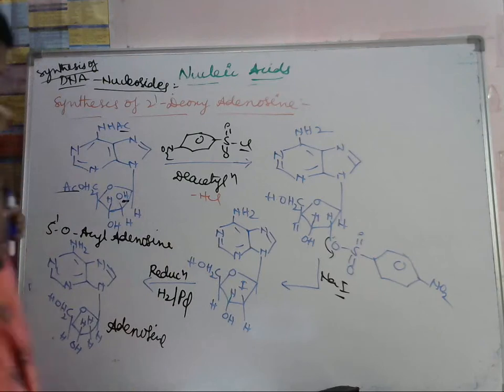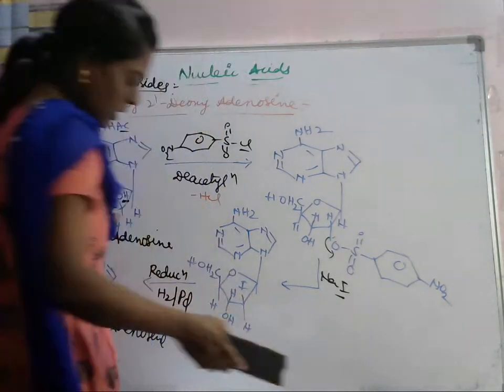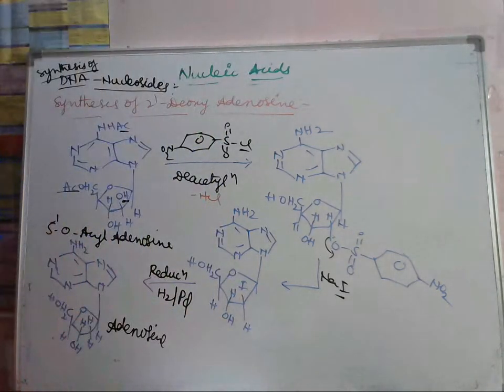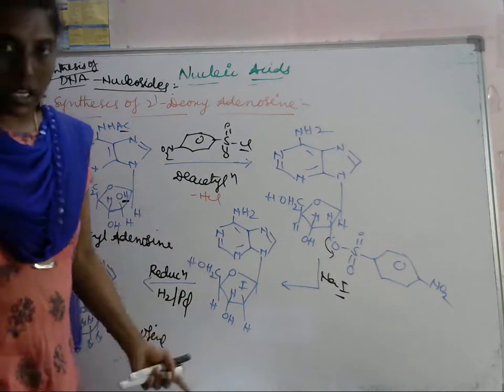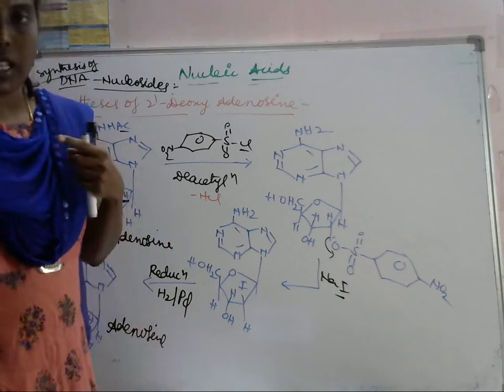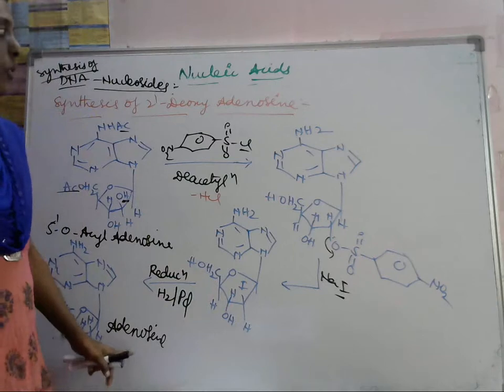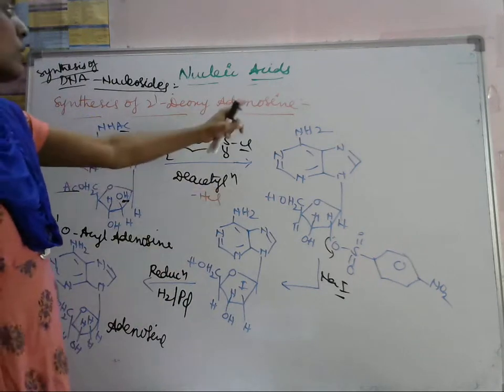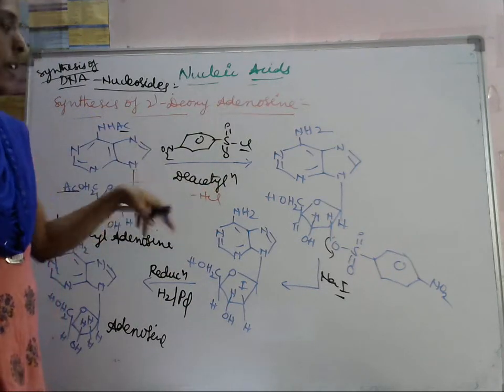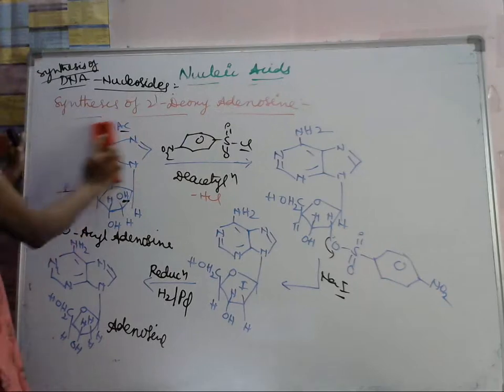Let's see the nucleosides present in this one, thymidine. If you carefully observe, in RNA oxygen will be there at the second position. If oxygen is there, then it is called RNA. If there is no oxygen at the second position, then it is called DNA. Okay, so this is the adenosine which is present in the DNA. Okay, so next one.